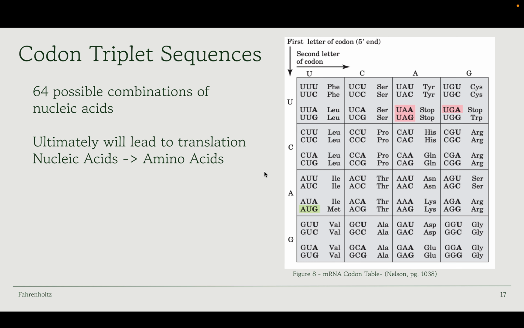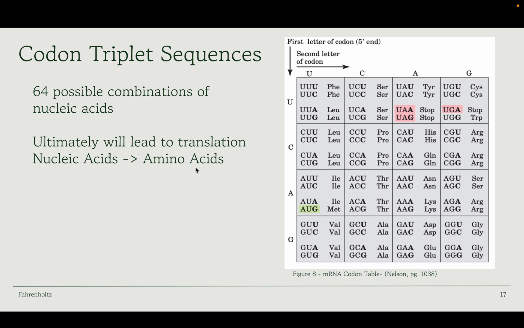Codon triplet sequences. Each codon triplet has a meaning. It calls for a specific amino acid. There are 4 possible bases for each of the 3 spots. So we end up with 4 to the 3rd, or 64 possible combinations, all being shown on this table. Ultimately, this will lead to translation, or the process of changing from nucleic acid to amino acids.